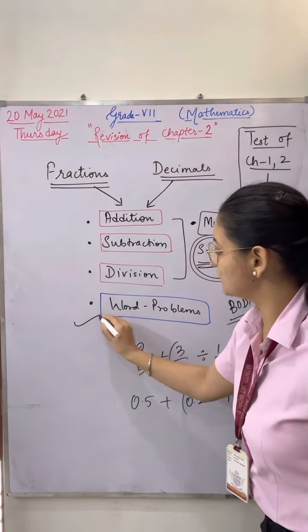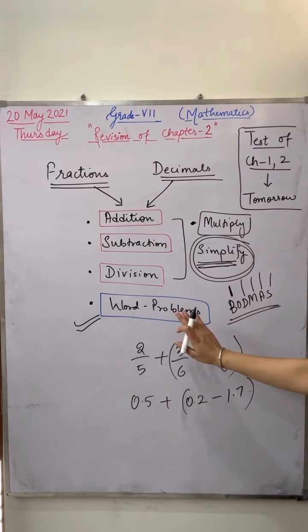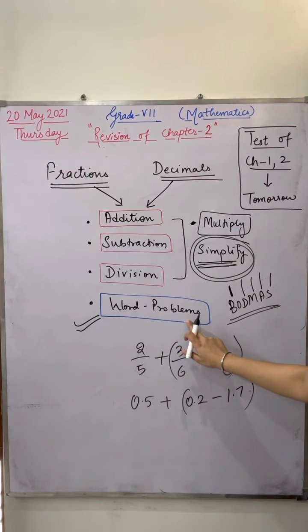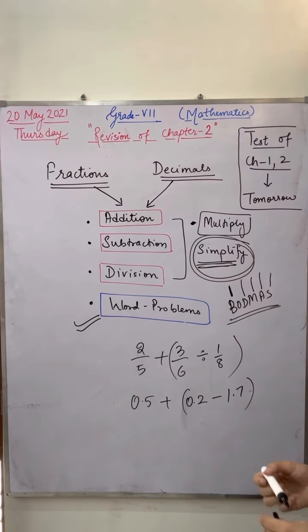Next we are having some questions based upon word problems. In word problem questions also you have to add, subtract, divide and multiply. You just have to check which operation you have to apply. Word problem questions are based upon your understanding, how you are understanding the statement and which operation you are going to apply. Right? Now let's start with the questions.